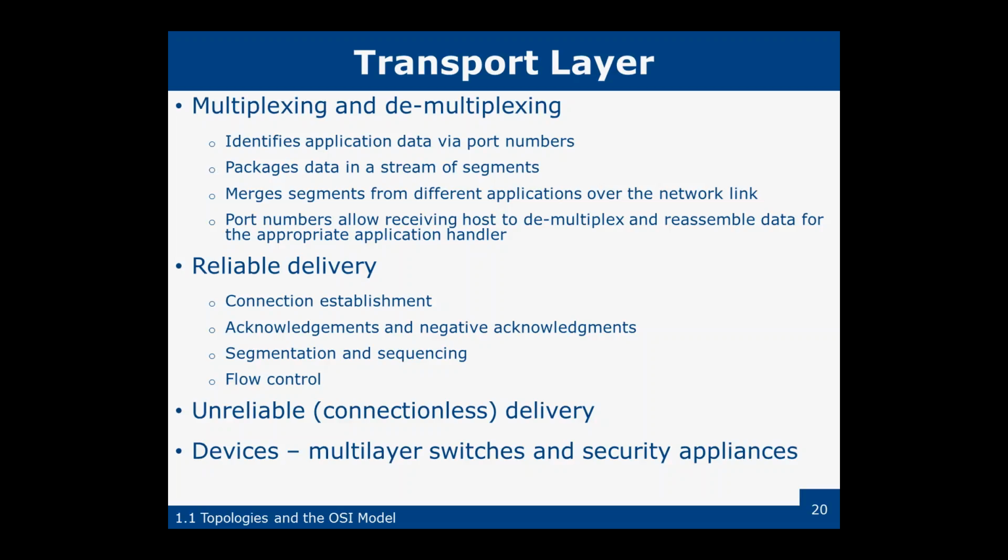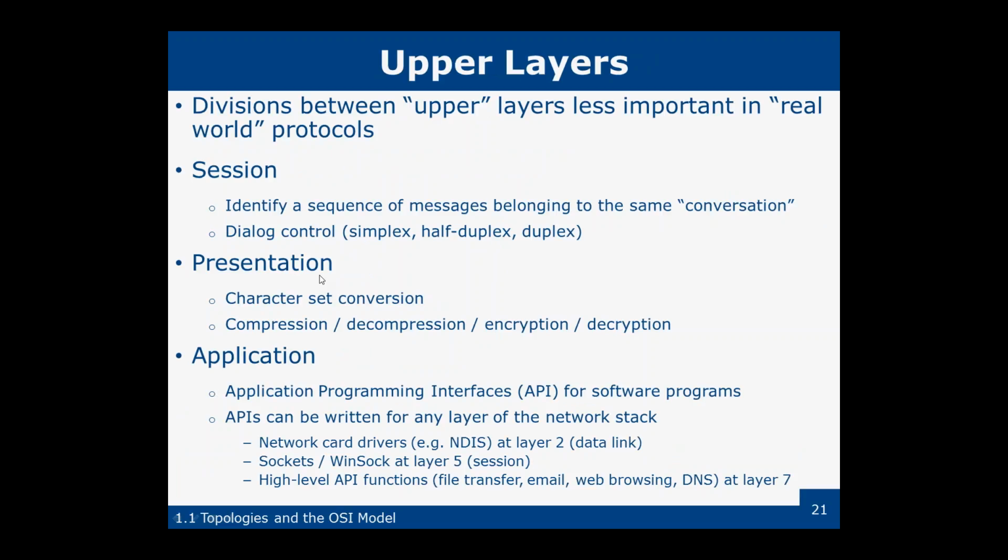If you start getting too much data, it sends what we commonly call a choke packet that says slow down, slow down. Don't send the data so fast. The devices at this layer are multi-layer switches and security appliances at the transport layer. The upper layers are less important in the real world. What we're talking about from the transport layer back down is what we're going to manage in networking.